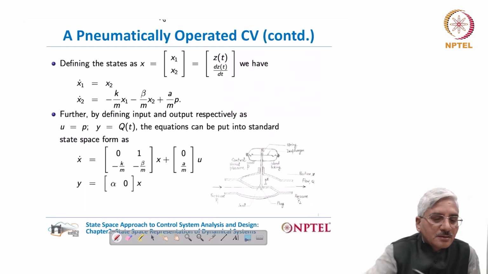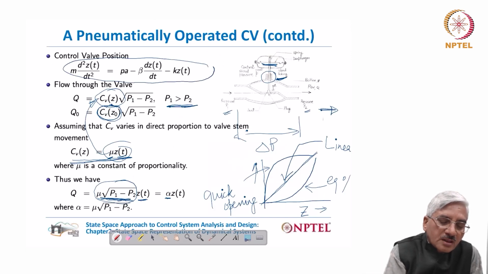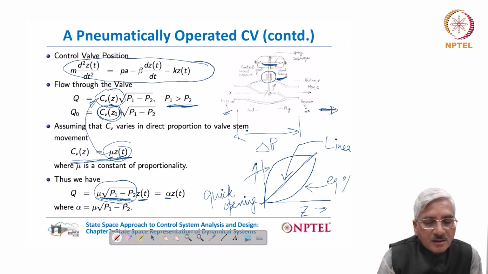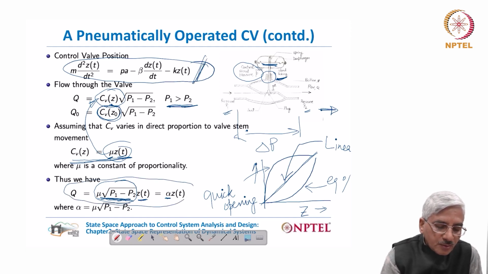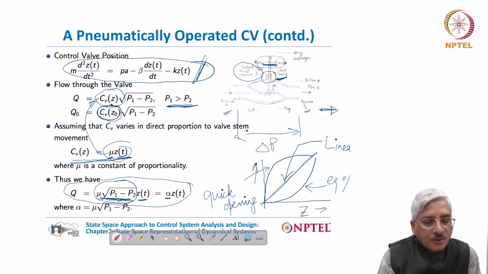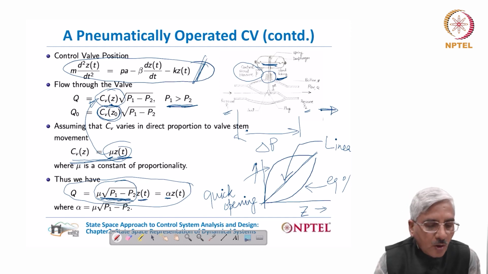So we obtained the two equations governing the valve. One equation was this, where the valve stem, gland and the spring were represented as a mass spring dashpot system, on which the force working was the force on the diaphragm due to the applied control pressure P. So we had this equation, and we had this as the output equation, Q equal to alpha into ZT. We got the equations, now we have to express them into the standard state space form.